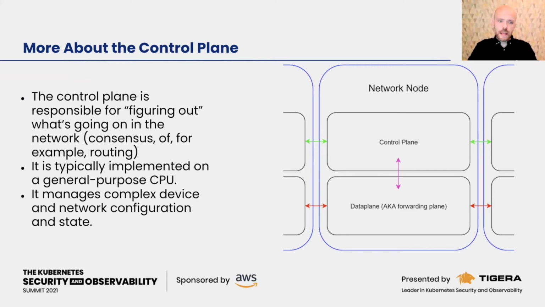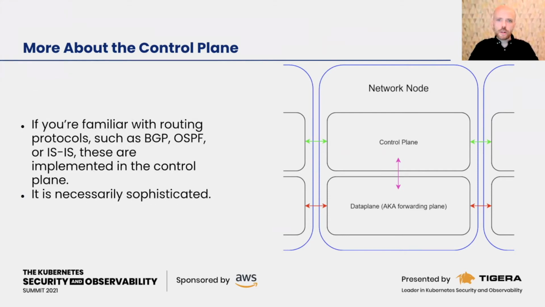The control plane is typically implemented on a general purpose CPU, just like the one in your laptop or in your desktop PC. And the reason for that is because it manages complex device and network configuration and state. So this is a sophisticated bit of software which has complex requirements and requires the equivalent of a PC to run on. If you're familiar with routing protocols on the internet, such as BGP, OSPF, or ISIS, these are implemented in the control plane. So the control plane's job is to understand the network topology and to maintain a view of that topology. It has other functionality too, but the key points are the control plane is sophisticated and complex, and that's by design and necessary.